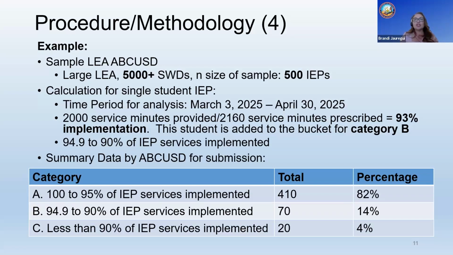Now let's look at a calculation for a single student. So again, the time period for analysis, we're looking at that student's IEP between March 3rd and April 30th and the services prescribed during that period. So in this case, there were 2,000 service minutes provided. There were 2,160 service minutes prescribed for that student. So in this case, this student falls into the 93rd percentile, okay? And so this student is going to be added to category B, 94.9 to 90% of services implemented.